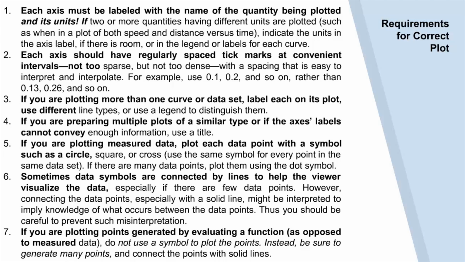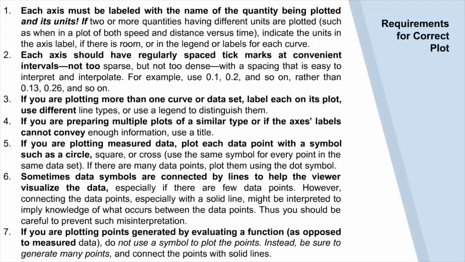Then each axis should have regularly spaced ticks at convenient intervals. So basically the point here is that the spacing should not be too dense or inconveniently spaced. For example, if we use a spacing of 0.1, 0.2, 0.3, 0.4, it is much more easily readable. But if we use 0.13, 0.26 and so on, the reading of the plot becomes a little difficult. So third, we should use a legend to distinguish between one or more curves, like if we are plotting multiple data sets in a single plot. So with legends or different line types we should be able to differentiate the plot.